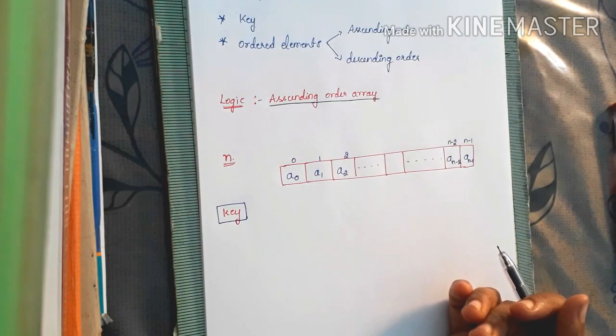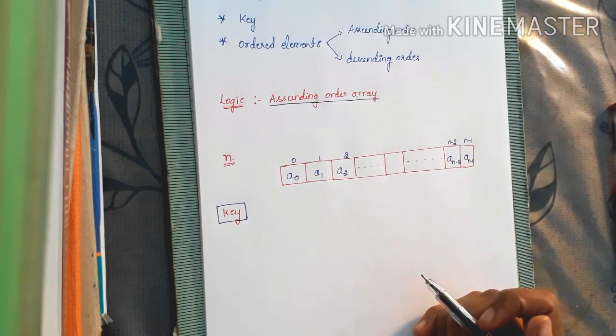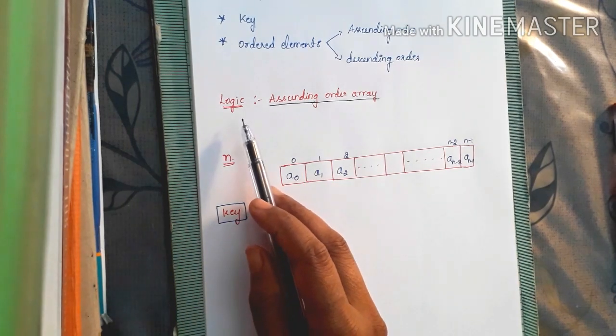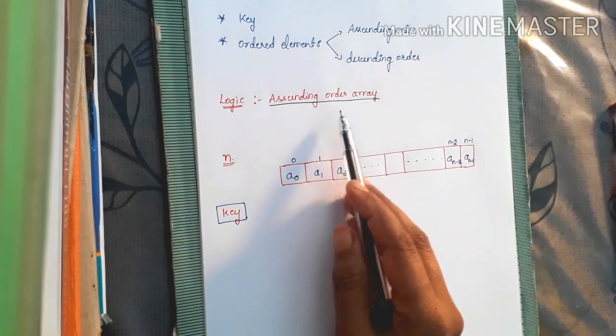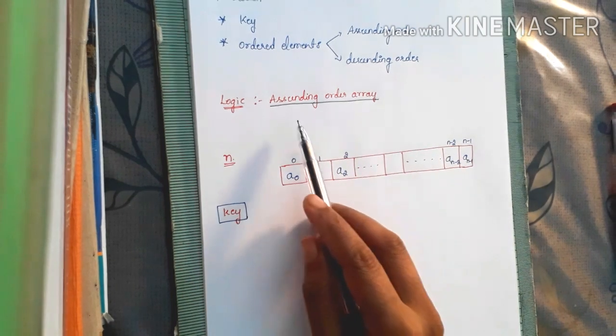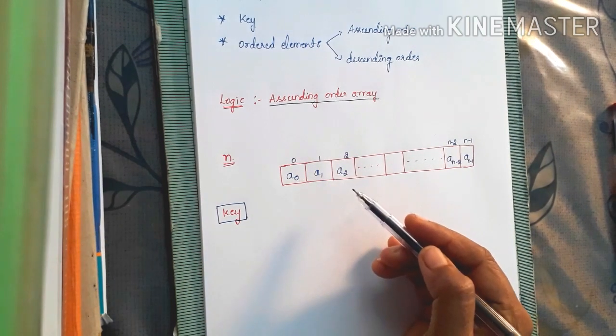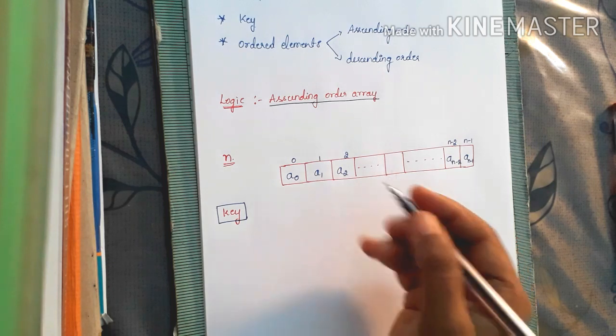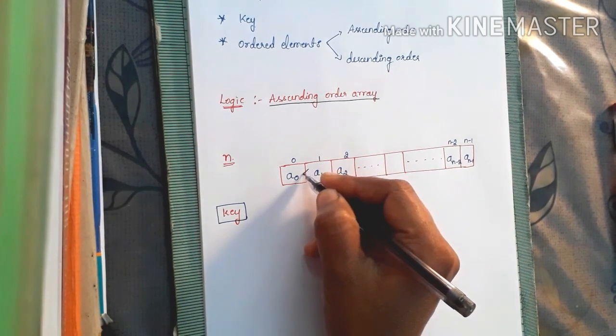First, I'll explain generally how this binary search technique works. So for that, I have taken an ascending order array. We can do it for a descending order array also, but here I have taken an ascending order array. It means the array elements are in ascending order.